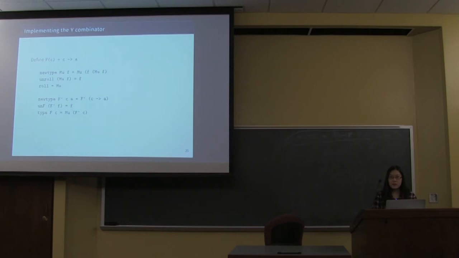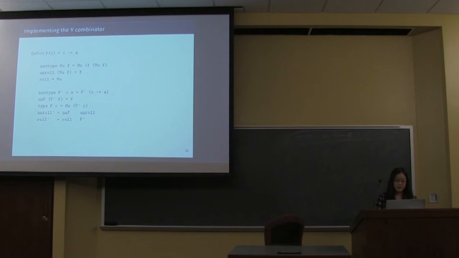As the parameter F to mu, why can't we give it just the C arrow A? Really all it's doing is wrapping some value of type C arrow A. So why can't we just say type F equals mu of C arrow A? Right now, A is not yet specified, and we want A to be a parameter, which is why this type alias is helpful. All right. So now that we've defined an F which works to type the Y combinator, we also have to define unroll and roll specifically for this F.